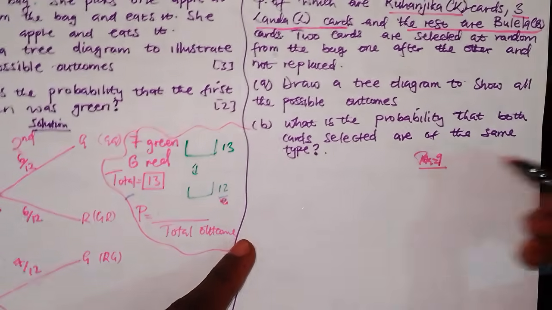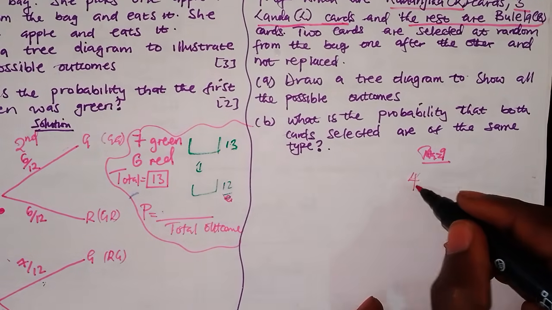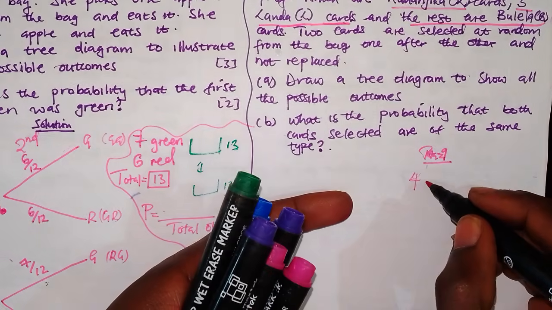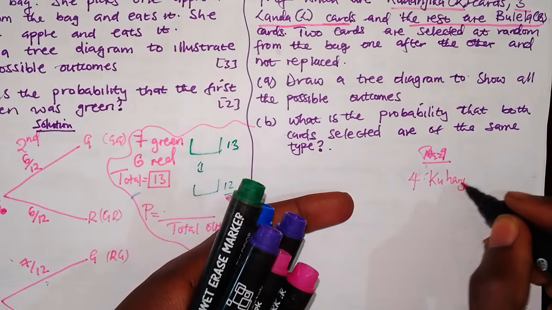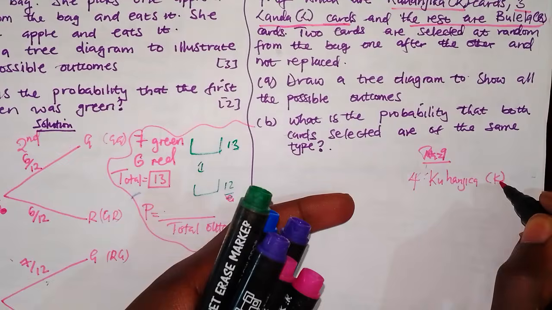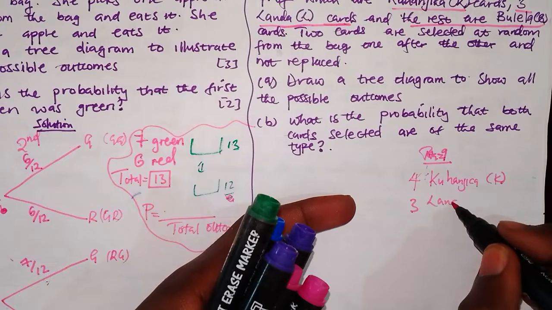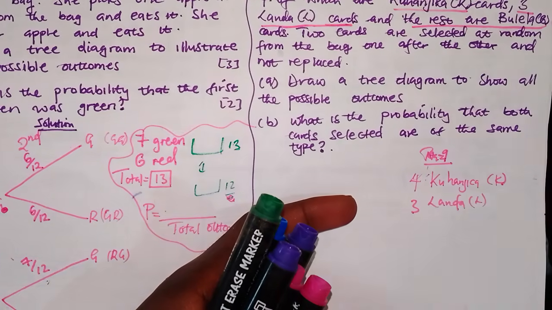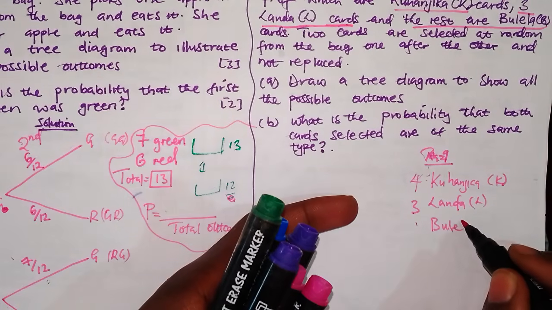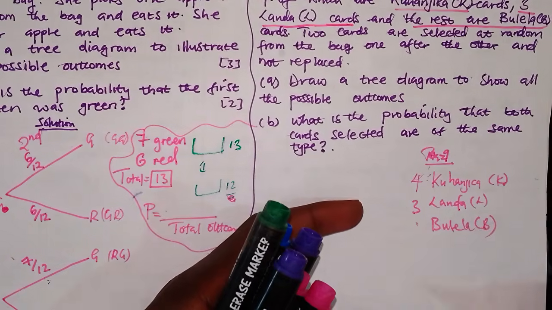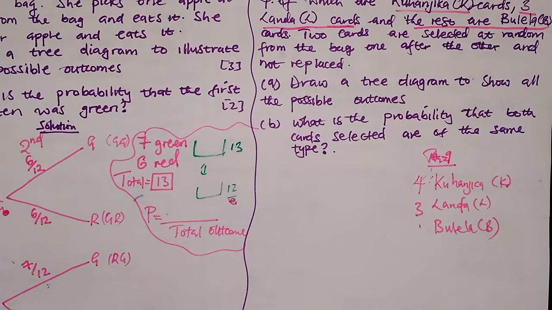Then since the total is 9, out of 9 we have 4 which represents kuanjika. So 4 we just say kuanjika, which is represented by K. Then 3 cards represents landa, which is L. Then we have the last one, which represents vulela, which is B. We don't know it, but remember, we have the total. So add 4 plus 3 is 7.